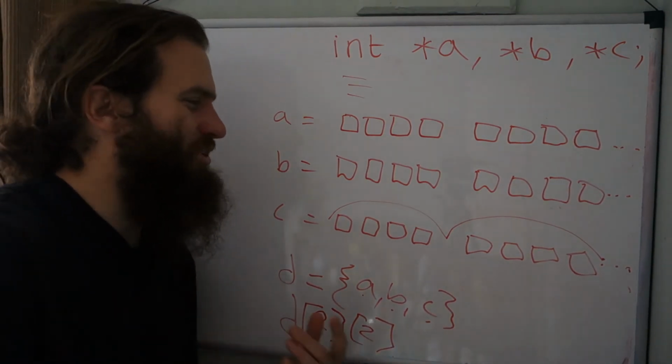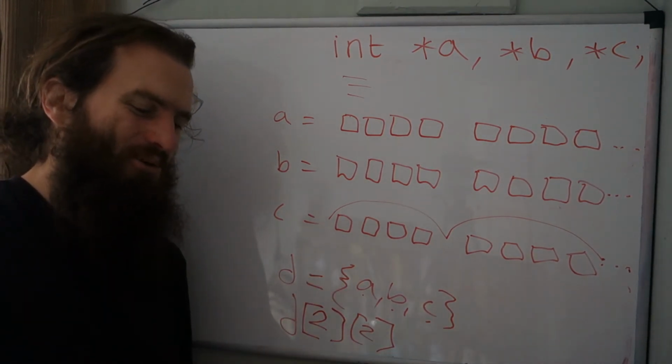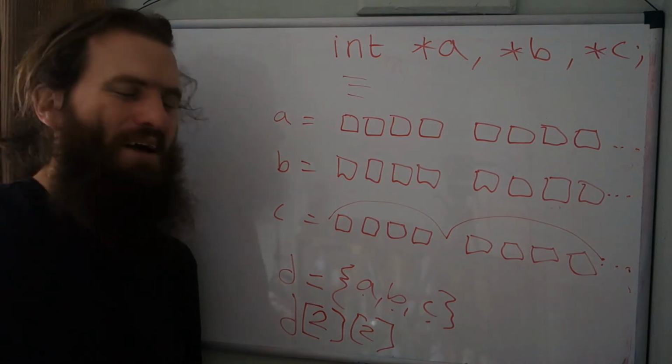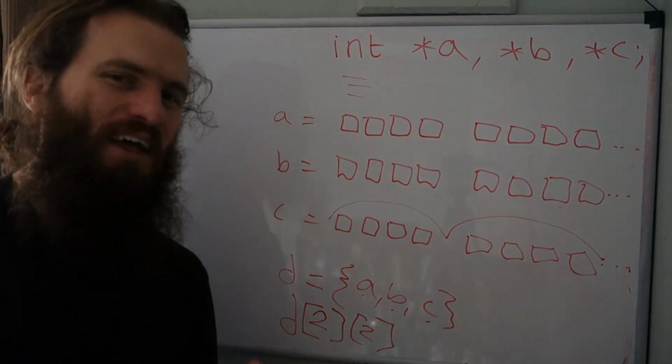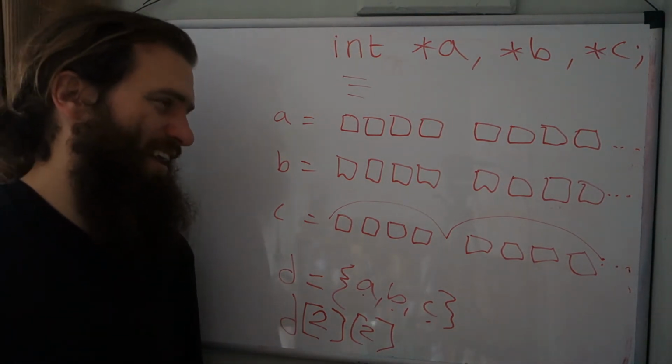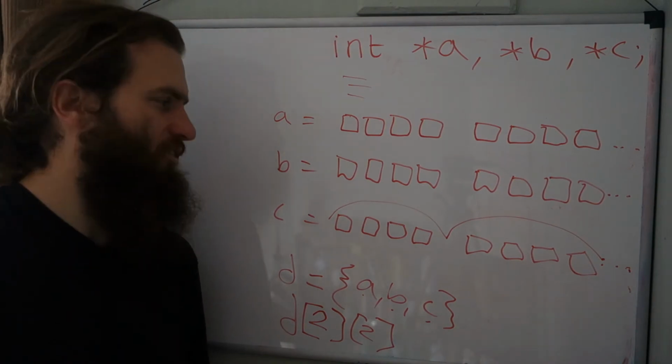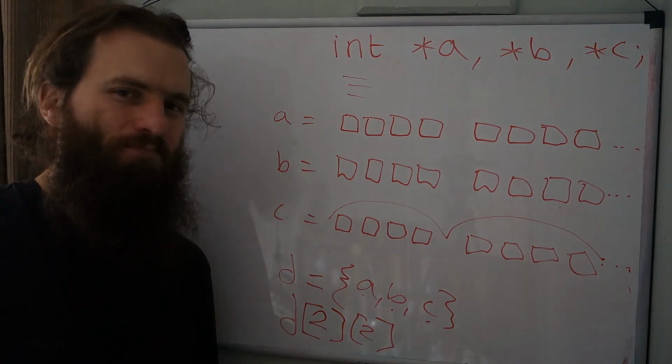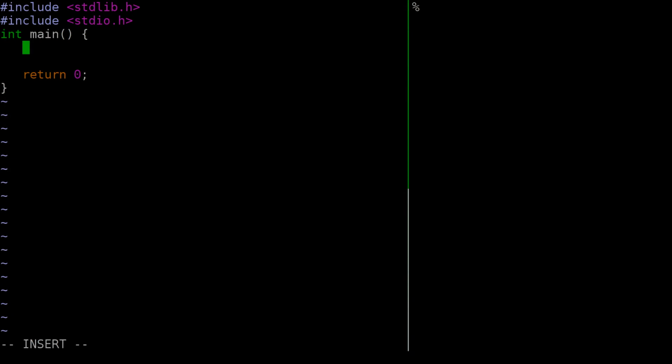Let me try and show you that in code to make that more clear. And then I'll show you a pattern just for allocating a two-dimensional array, so you don't actually have to worry about this stuff. So what we're going to do is start by creating a function which is going to create those integer arrays A, B, and C.